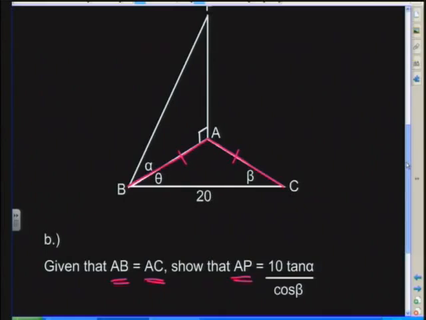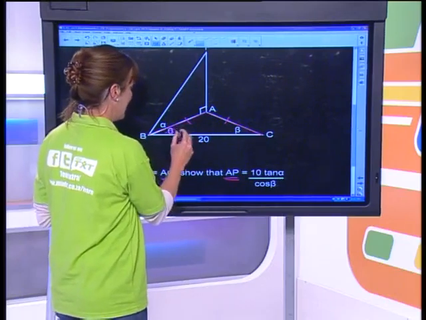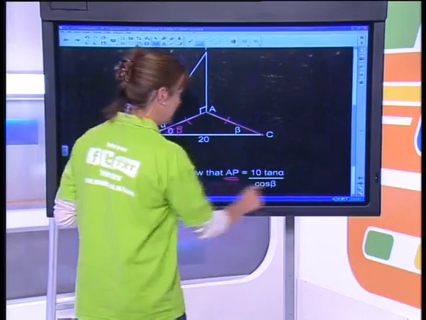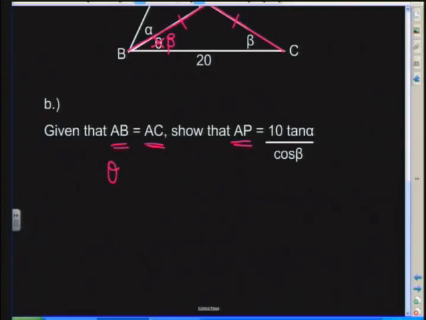They've got a tan alpha over cos beta. Do you see that, in fact, there's no theta there that we could work with? So, could I replace that theta with the beta? Well, yes, you can. Now, let's just set this out properly. The first statement we're going to state is that theta is actually equal to beta. And the reason there is because we've got equal angles that are opposite equal sides.